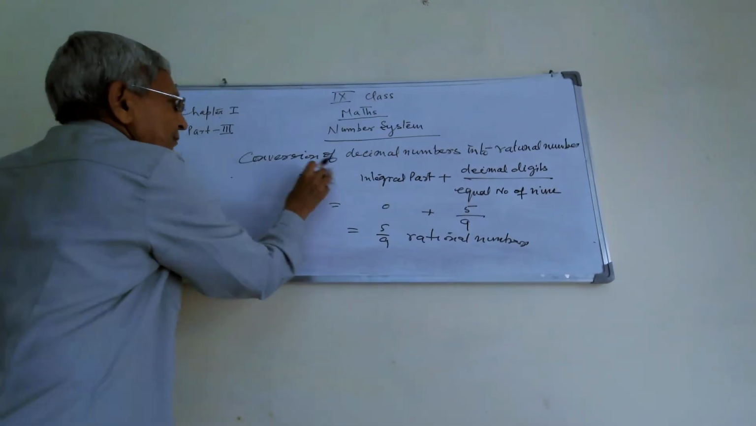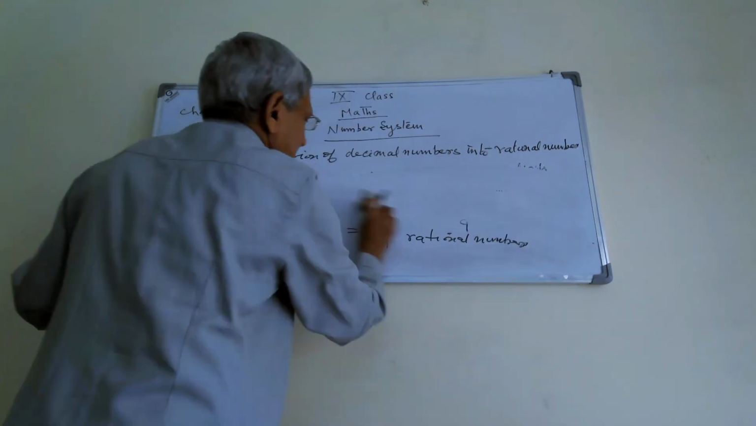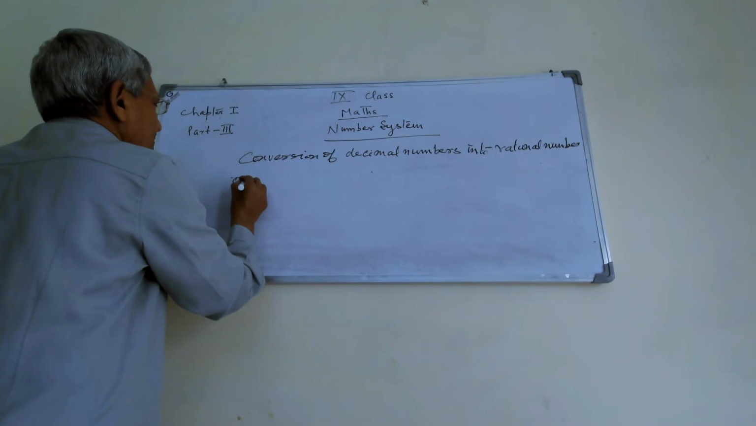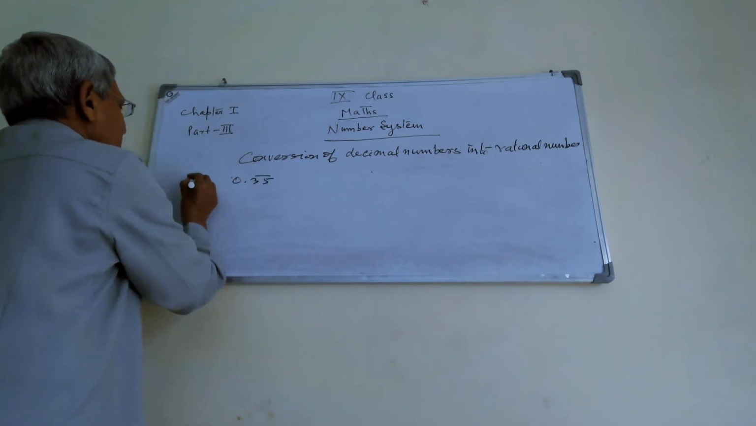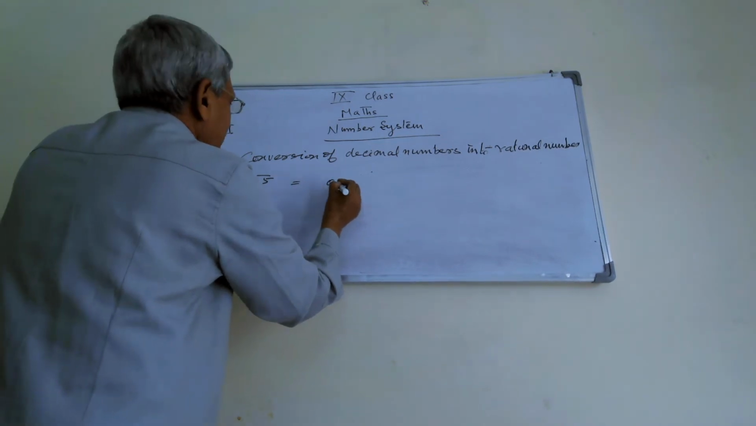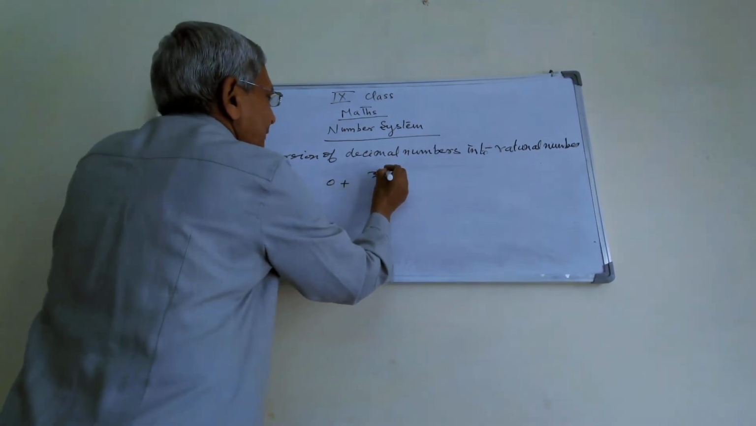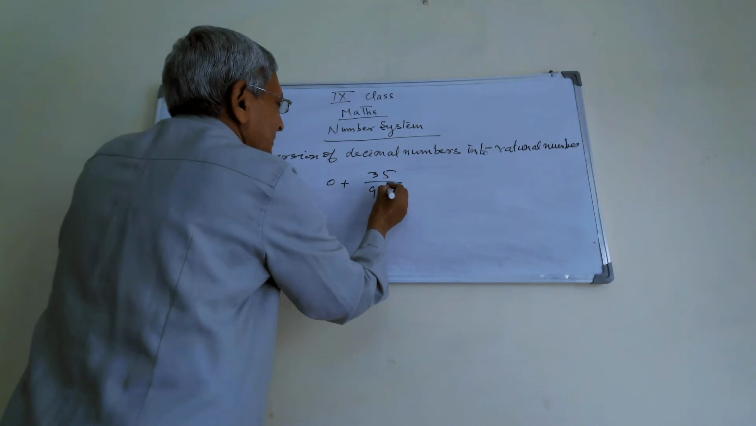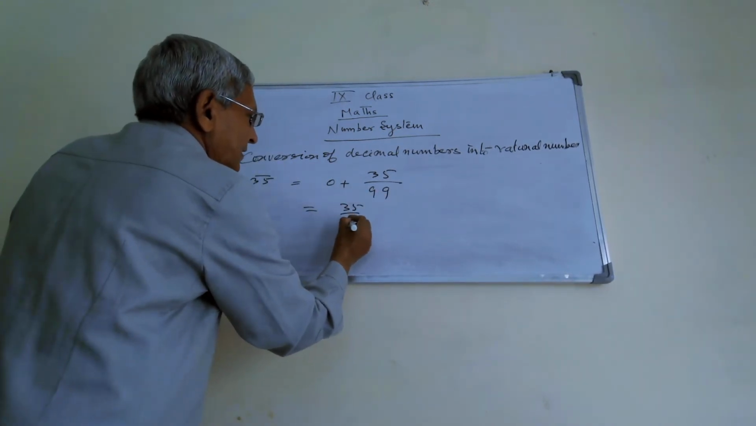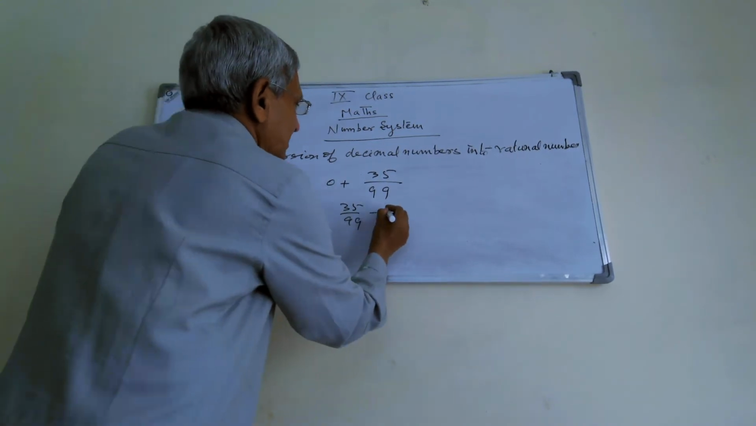Take another example. 0.35 bar. Second example. Now the integral part is 0 and the decimal part is 3, 5, and an equal number of 9s, double 9. And this is the number 35 upon 99. This is the rational number.